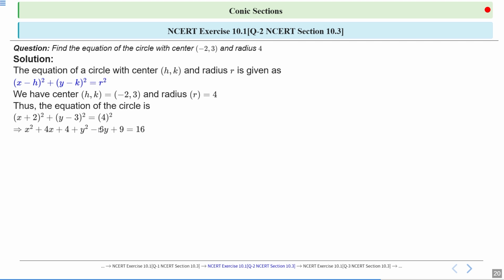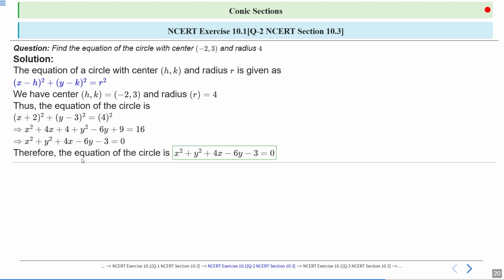Now just expand (x plus 2) whole square and (y minus 3) whole square using the identity (a plus b) whole square equal to a square plus 2ab plus b square and (a minus b) whole square equal to a square minus 2ab plus b square. Then you will obtain x square plus 4x plus 4 plus y square minus 6y plus 9 equal to 16. After further simplifying, you will obtain x square plus y square plus 4x minus 6y minus 3 equal to 0. So therefore the equation of the circle is x square plus y square plus 4x minus 6y minus 3 equal to 0. Very simple question.